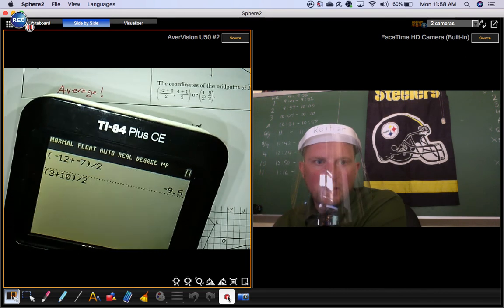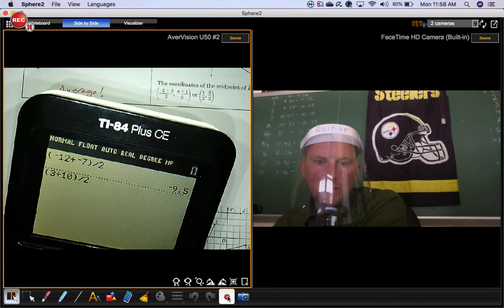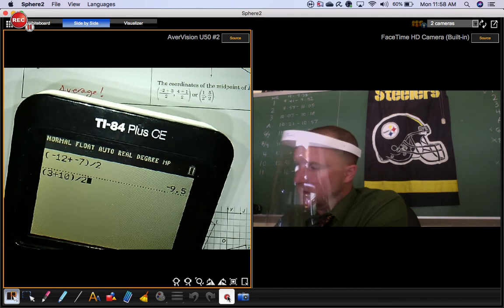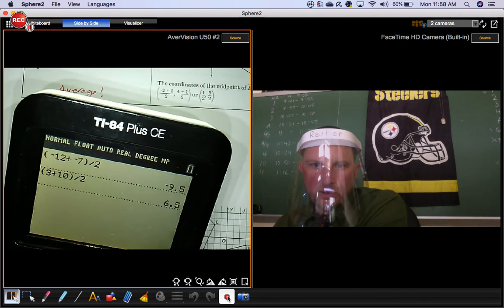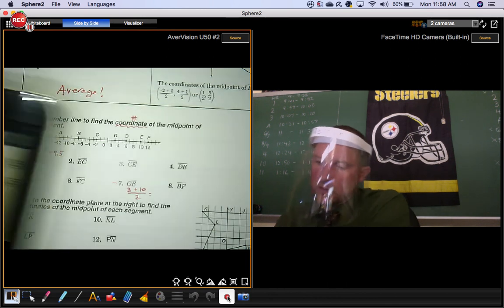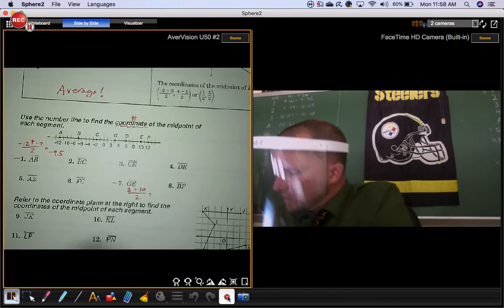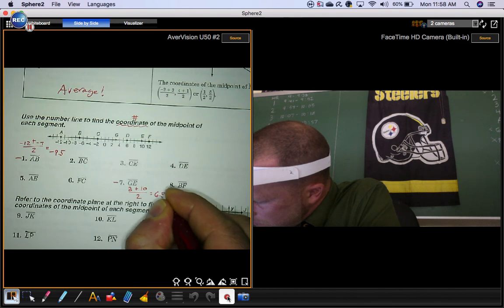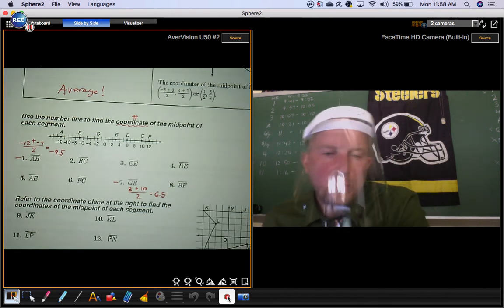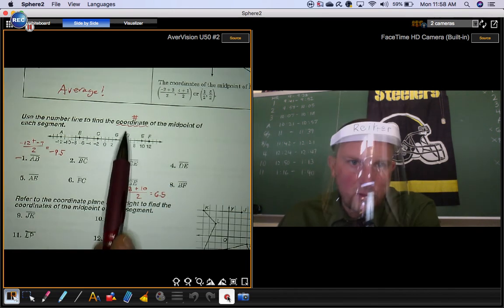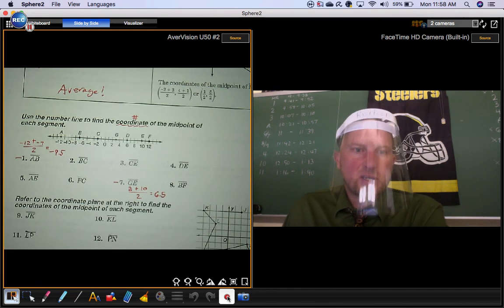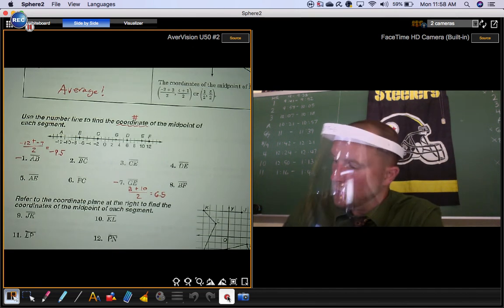You can just type it in the calculator. Just make sure you're using parentheses, so you add before you divide. If you don't use parentheses, it's going to give you the wrong answer. That number they give you is the coordinate, which is what they asked for. So that's all you need to do in this section. The rest of them are just the same way.